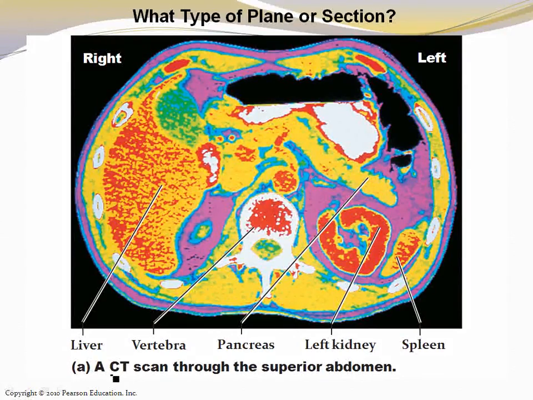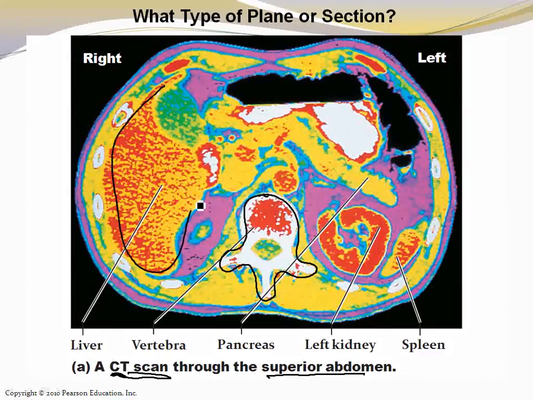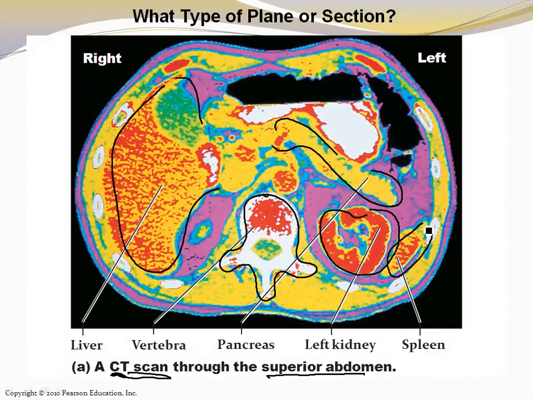So we look on here, this is a CT scan through the superior abdomen. Okay, superior abdomen, that's going to be the upper portion of the abdominal cavity. And based on the shape of this section and how things are oriented, here's a vertebra, a backbone that's been cut through. Here's a portion of the liver, pancreas. Here's a slice through the left kidney. And here's a portion of the spleen. So based on how these things are oriented, we can tell that this is a coronal. I'm sorry, not a coronal, a transverse section.